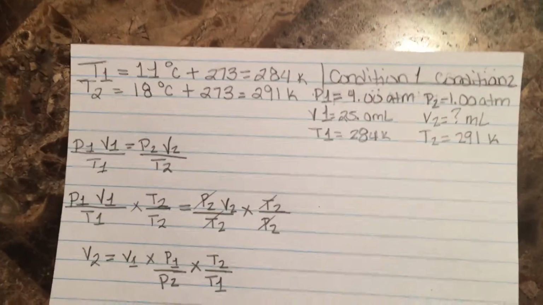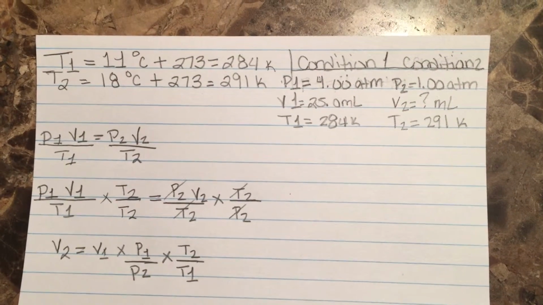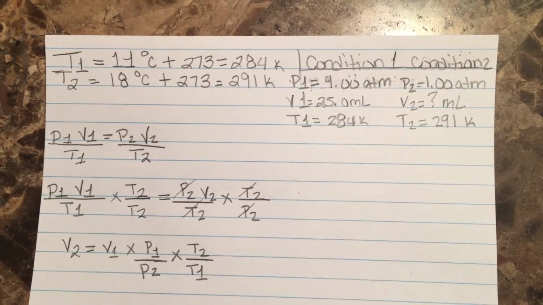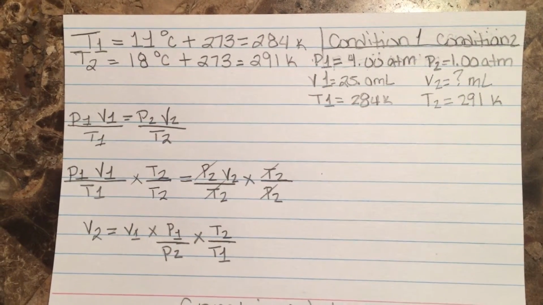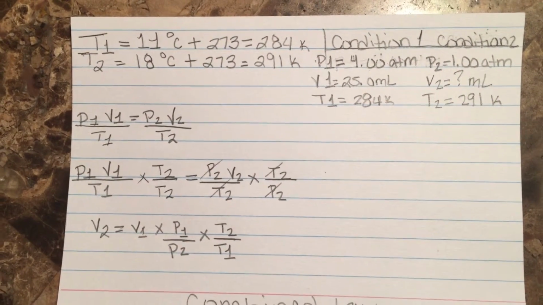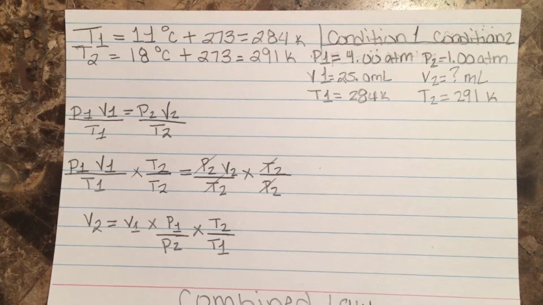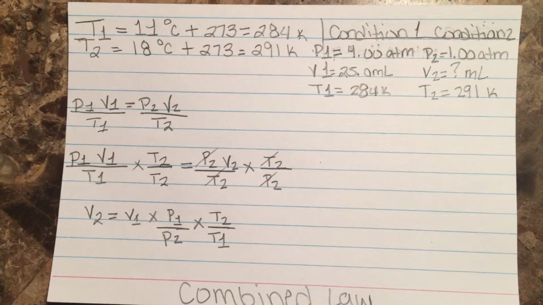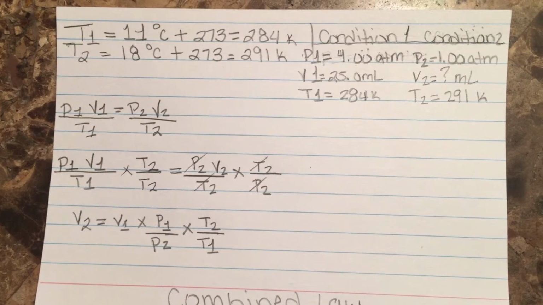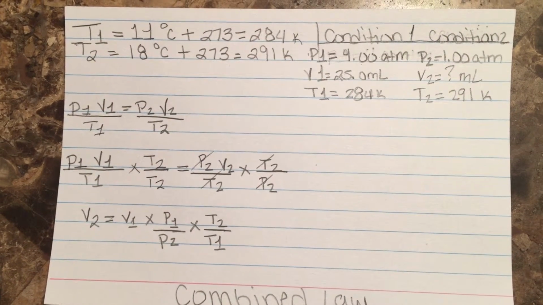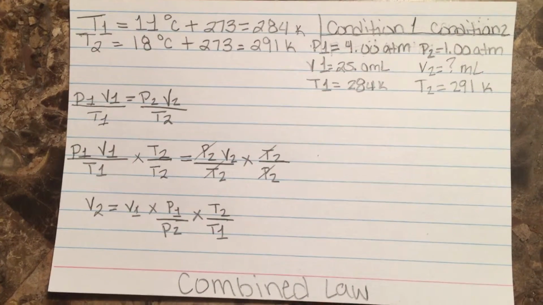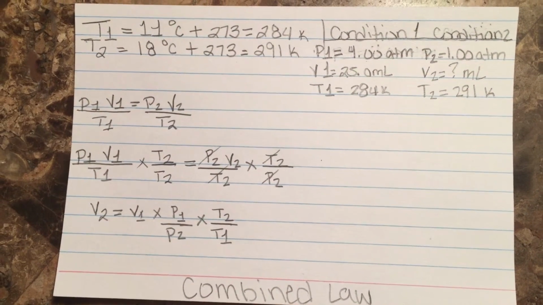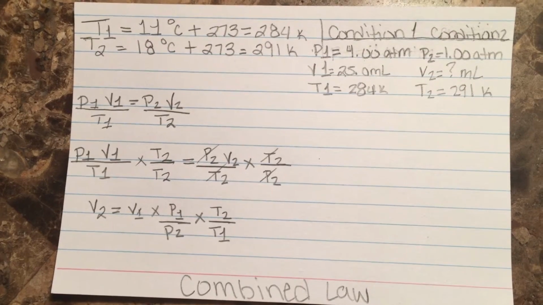These are our givens. Convert your degrees Celsius to Kelvin. So T1 equals 284 Kelvin, T2 291 Kelvin. P1 is 4 atm, P2 is 1 atm, V1 is 25 milliliters, so we must find V2. We change around our equation so that V2 equals V1 times P1 divided by P2 times T2 divided by T1.